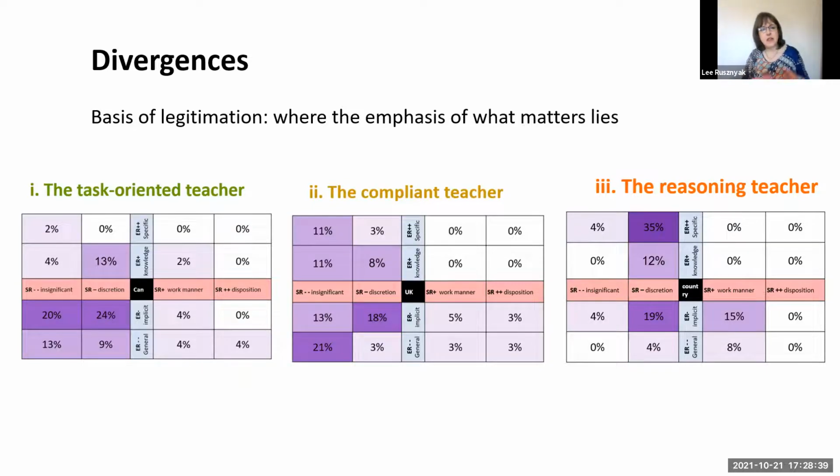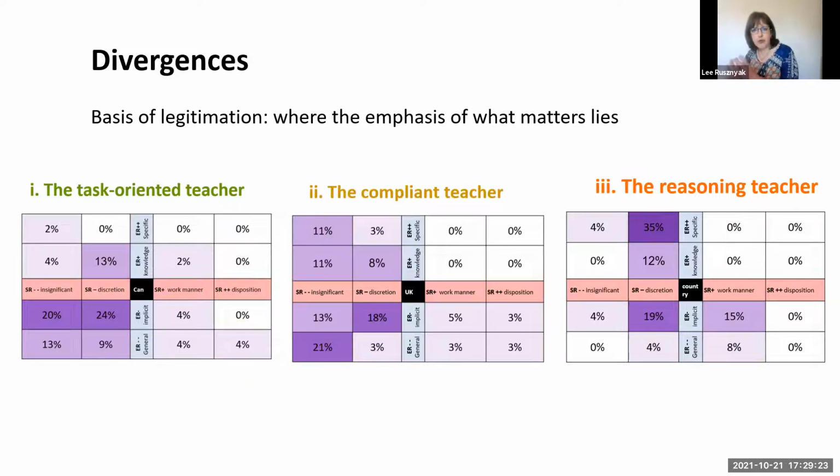The divergences is where the basis of legitimation lie. And we felt that the rubrics, the ones that we analyzed, gave three main messages. One was teaching as a whole lot of tasks, and you need to master those tasks. Another strong message from some of them was that teaching is about making sure that you comply with doing what is right: procedures, protocols, policy, and so on. And it's about getting it right and doing all those tasks.